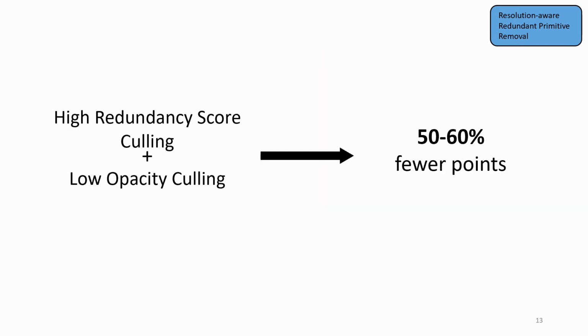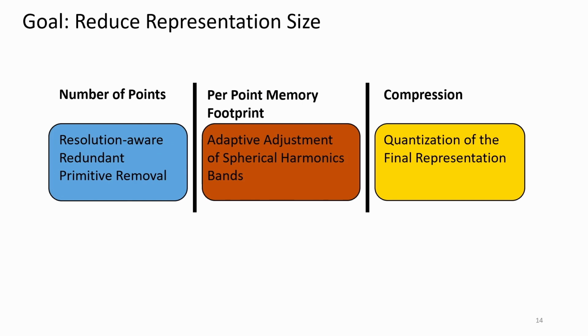So by using this criterion, we proceed into culling points that have a high redundant score, combining that with removing points that have low opacity, something that was introduced in the original Deblur-GS technique either way. We just do it a little bit more aggressively. We achieve 50 to 6% fewer points. I'll now proceed to the second method that takes care of the per primitive memory footprint.